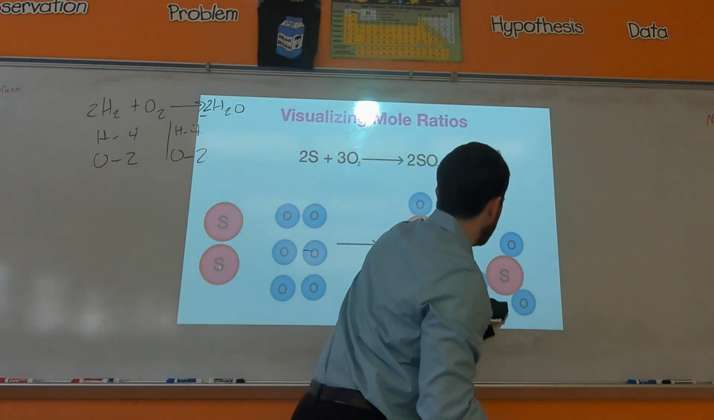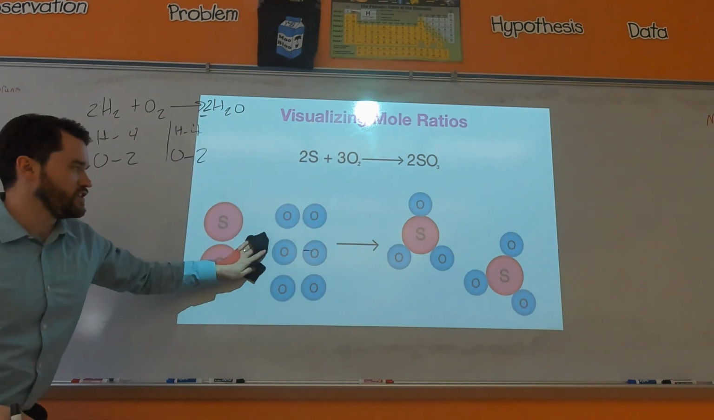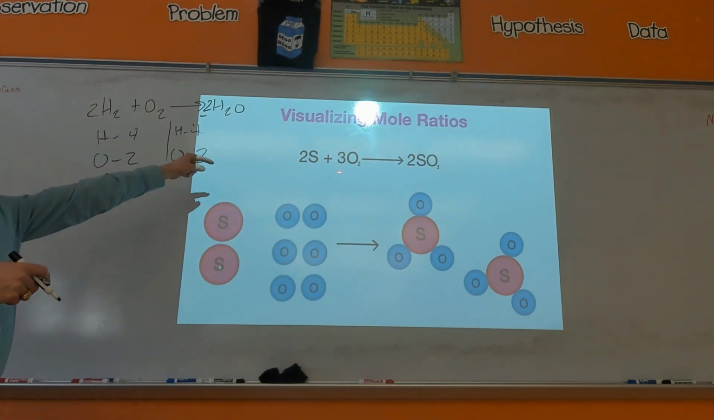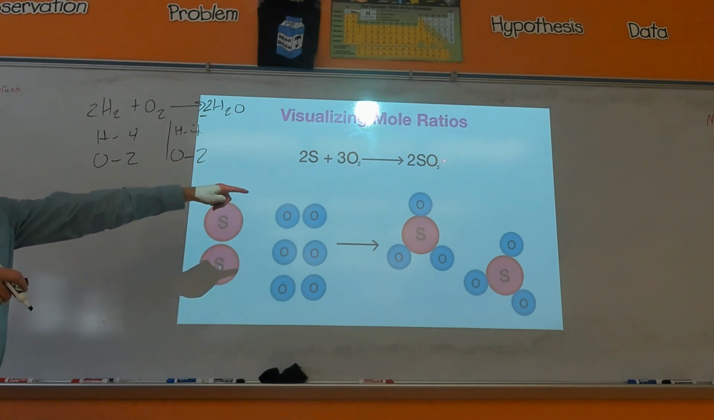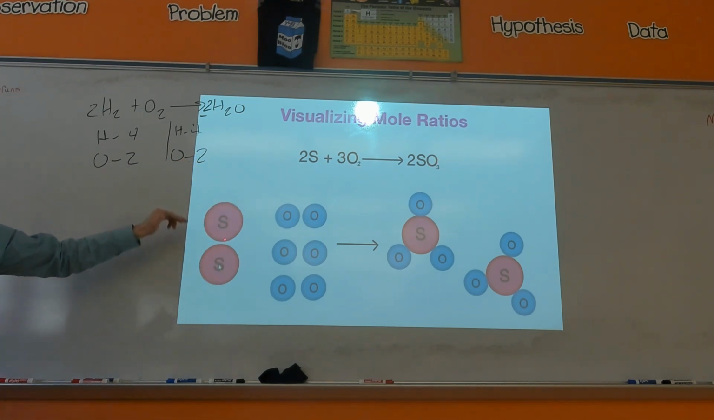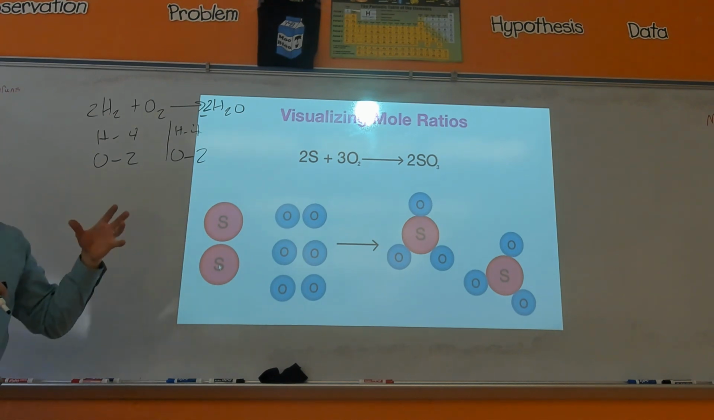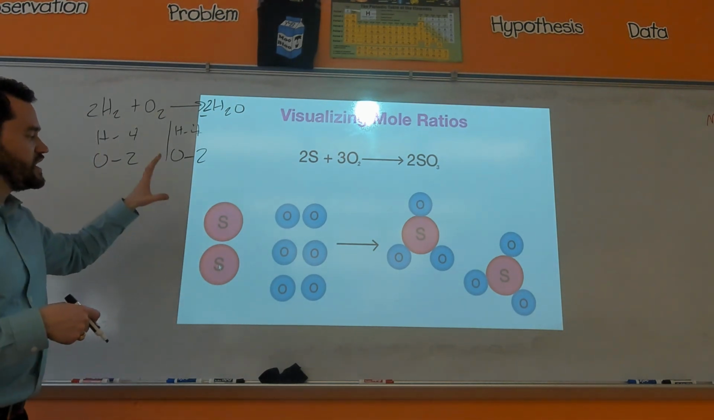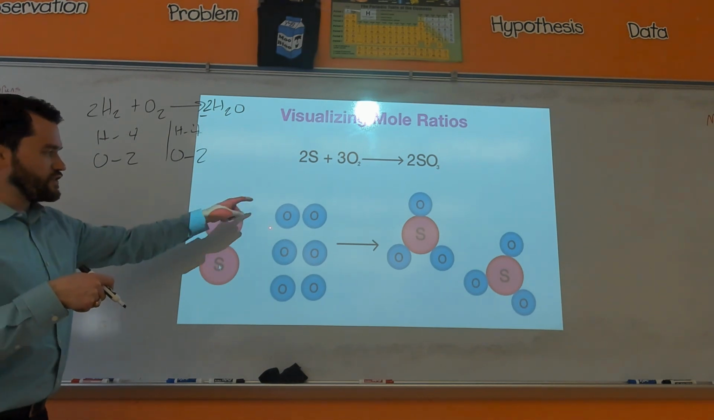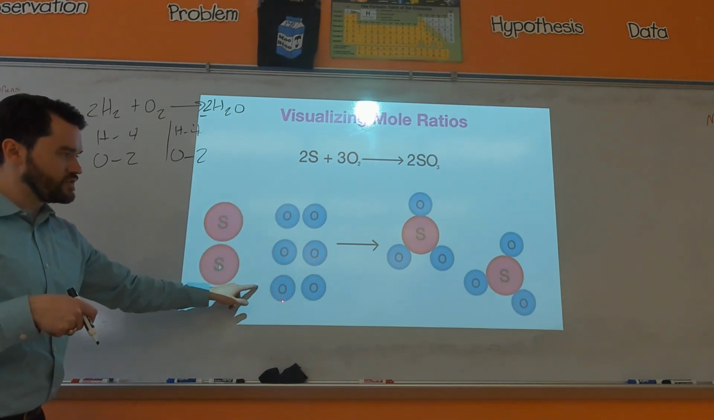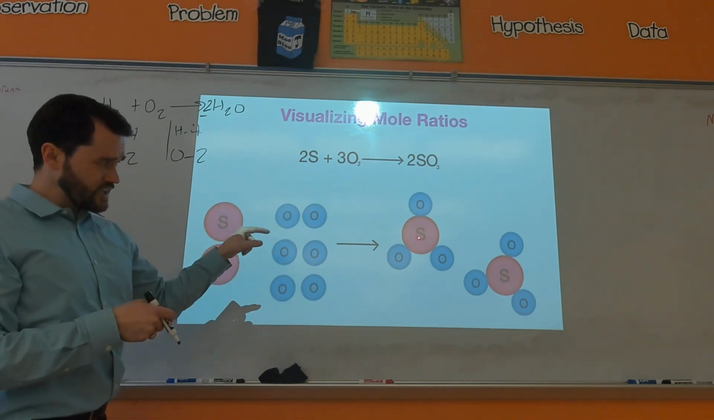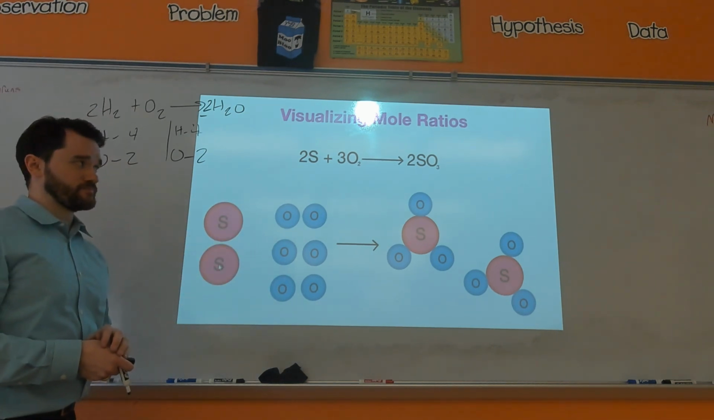Another way to visualize this mole ratio is if I make the molecule sulfur plus oxygen and we make sulfur trioxide, I need 2 sulfurs. Think of it almost like a recipe, like that first example, the grilled cheese, right? 2 sulfurs for every 3 oxygen molecules. And when you do that, you will make 2 SO3s, 2 servings of sulfur trioxide.